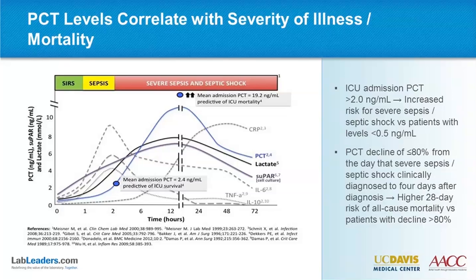Cutoffs that have been used for PCT in the past, typically values of greater than 2.0 indicate a greater risk for severity versus patients who don't have potentially infection or maybe have SIRS. These are values of less than 0.5 nanogram per ml.